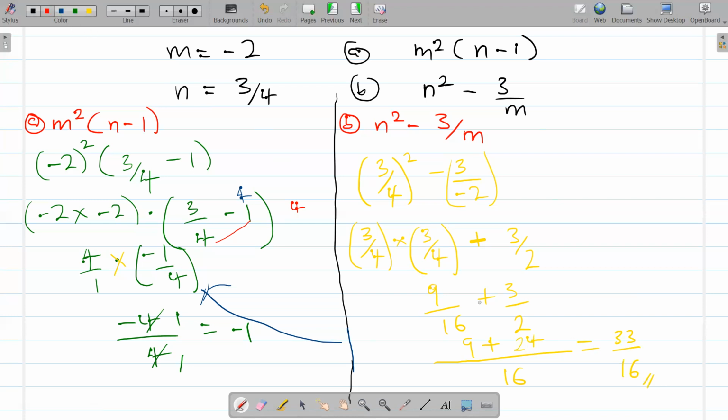Okay. So when it comes to this, dividing it by the highest common factor, 16 will go into 16 1 time. So 1 multiplied by 9, you get 9. 2 goes into 16 8 times. Multiplied by 3, you get 24. And 9 plus 24, you get a final answer, which is 33 on 16. Is it difficult?